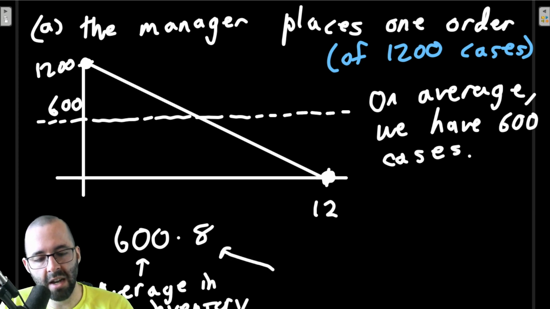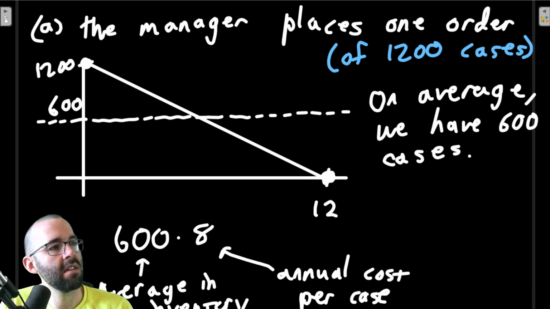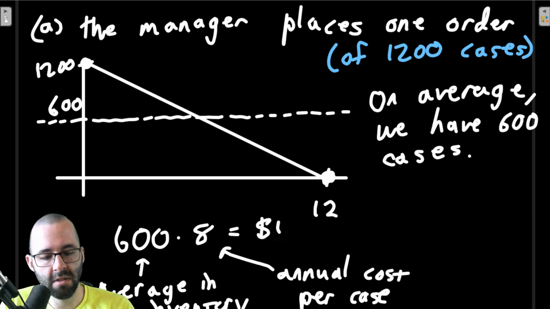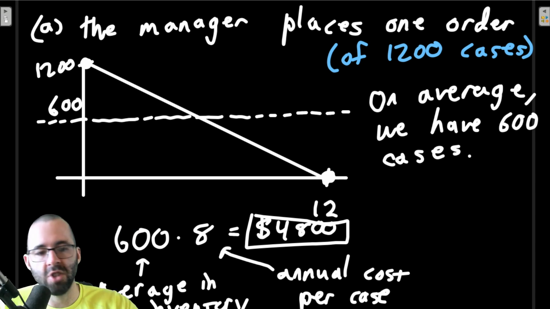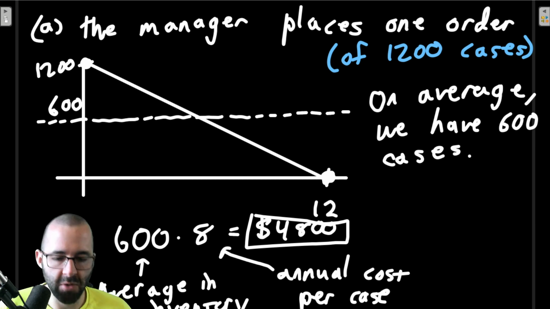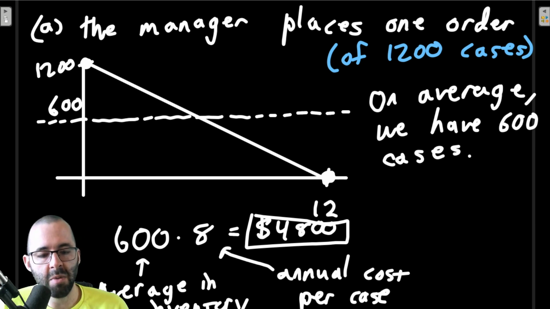And $8 is the annual cost per case. You just multiply these together and you should get $4,800. So if the manager only orders once in bulk, beginning of the year, January 1st, give me 1,200 cases of orange juice, then that's how much they're going to have to spend just storing the orange juice, $4,800. Because on average, we'll have that 600.